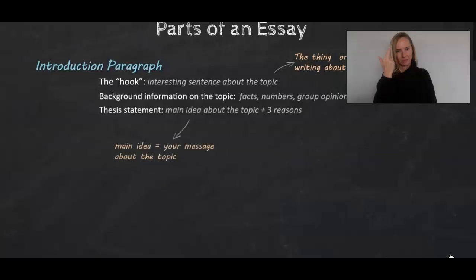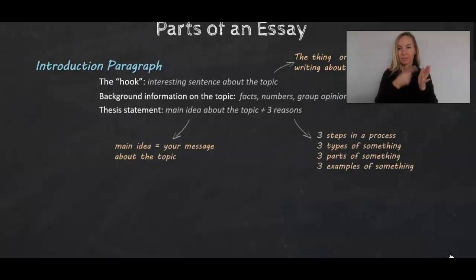The main idea is your message about your topic, and sometimes instead of 3 reasons, you'll need 3 steps in a process, 3 types of something, 3 parts of something, 3 examples of something. And whether you need reasons, steps, types, parts, or examples depends on your topic and your main idea. I'm going to give you several examples in just a moment so that you clearly understand what a thesis statement is and how to write one about various topics that answer to various prompts.